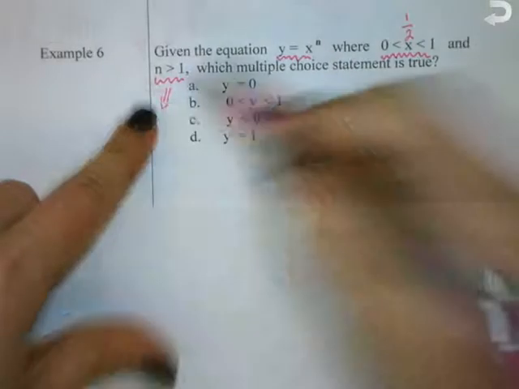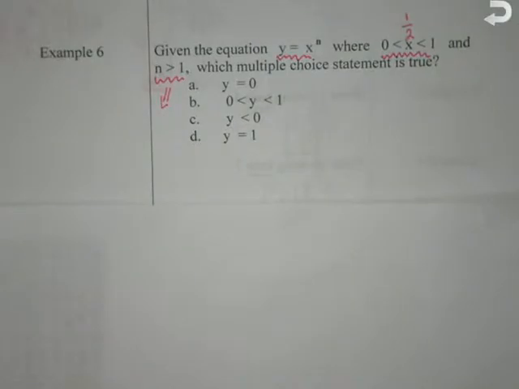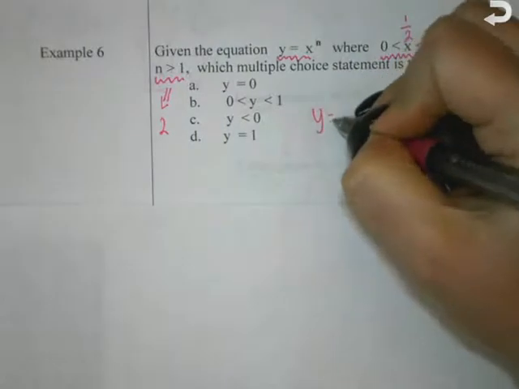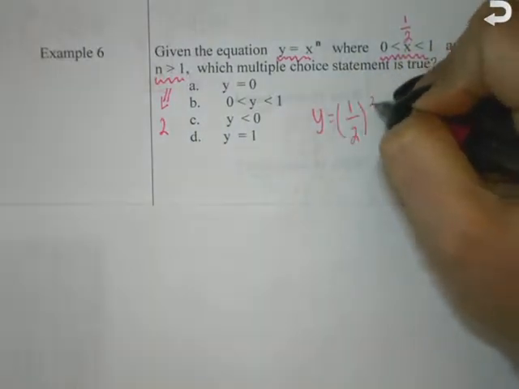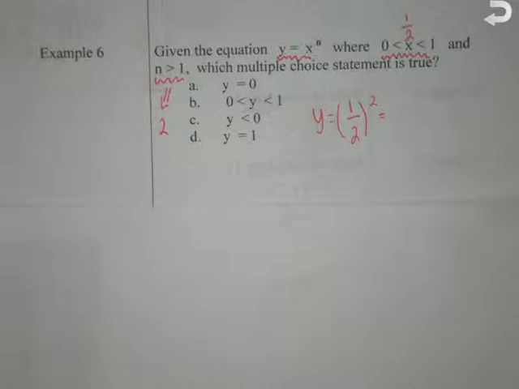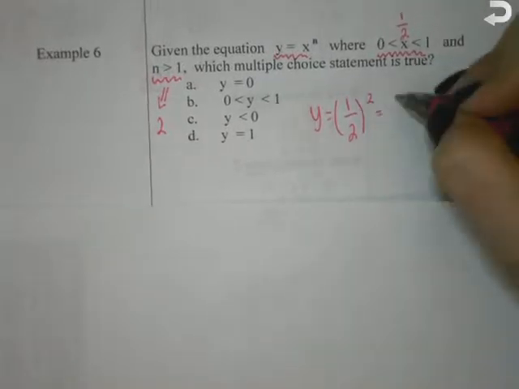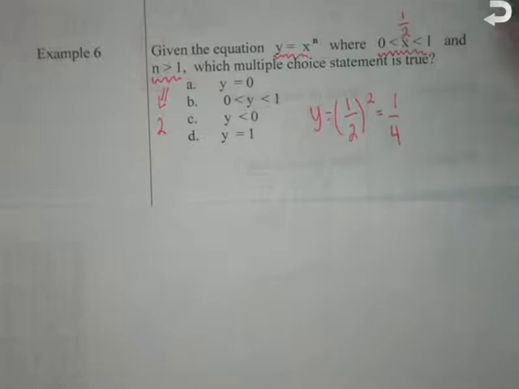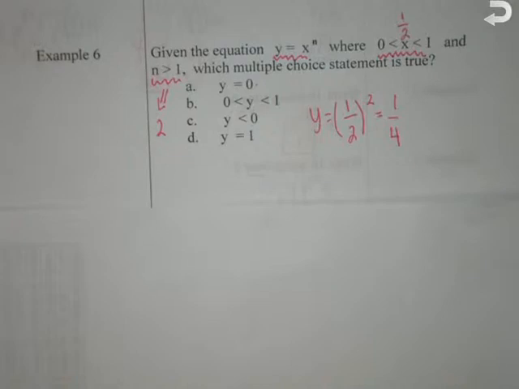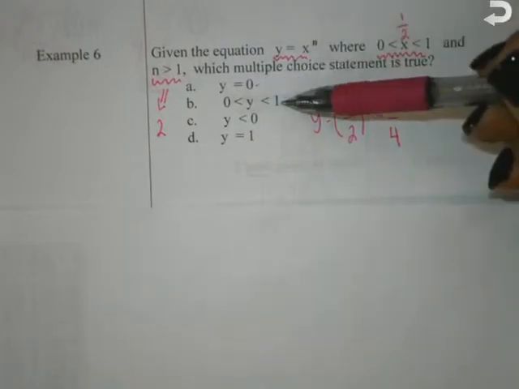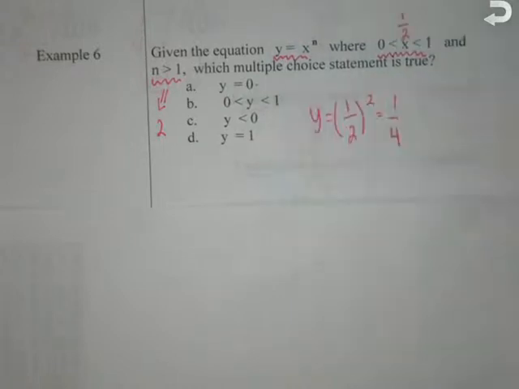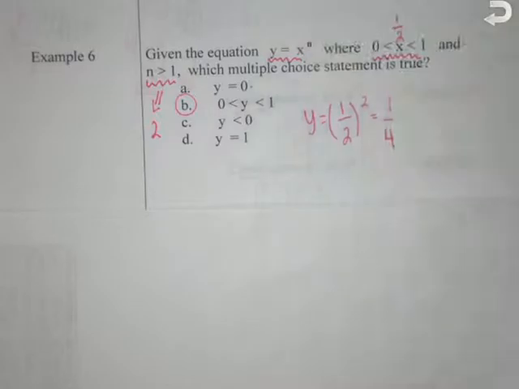Because when we plug in an n, what n can be greater than 1? 2. That's going to be y equals 1/2 squared. It's just easier to square 1/2 than it is to square 0.5. What's 1/2 squared give you? 1/4. Okay. Is 1/4 equal to 0? Is it greater than 0 but less than 1? Is it less than 0 or is it equal to 1? B, greater than 0, less than 1.